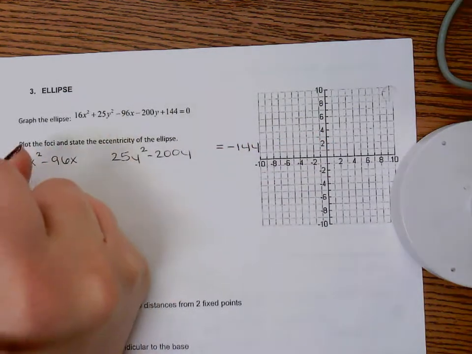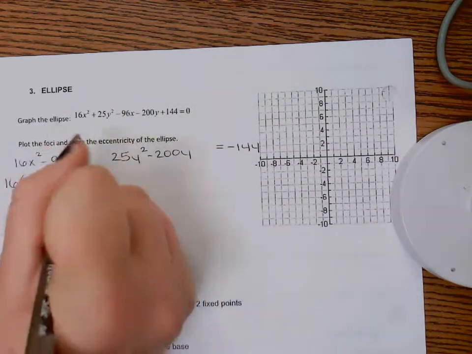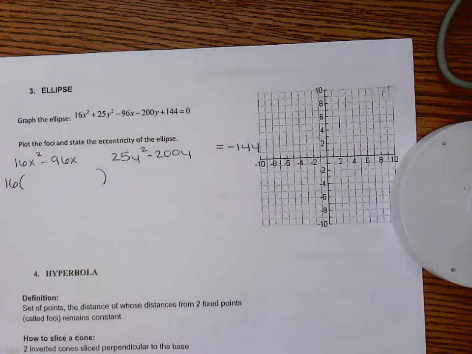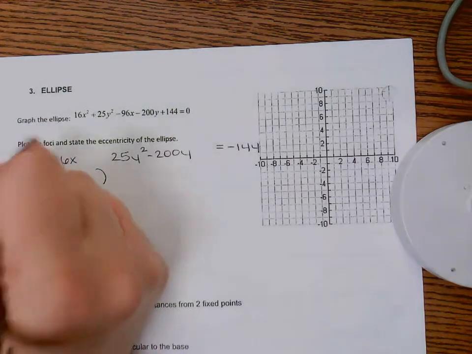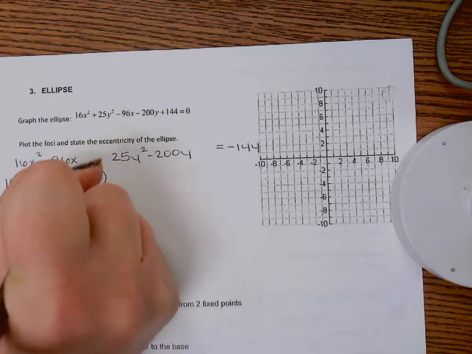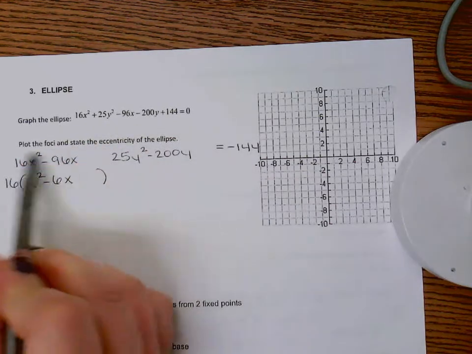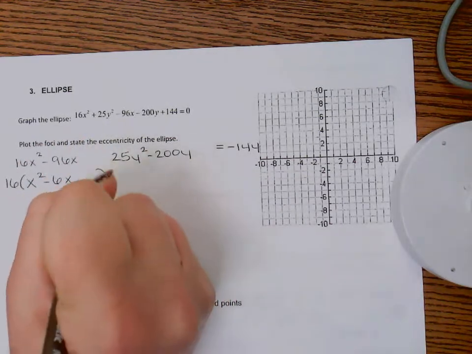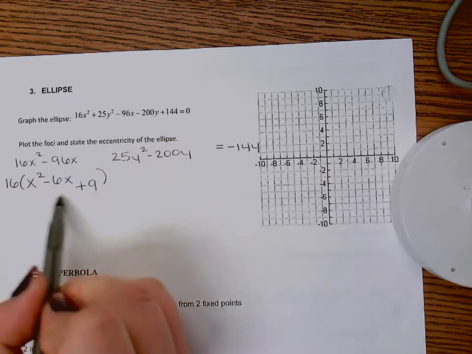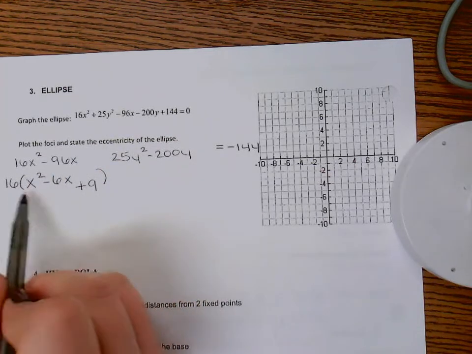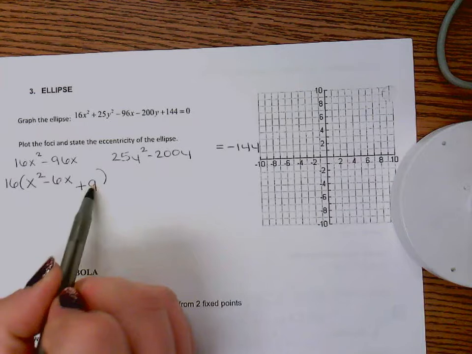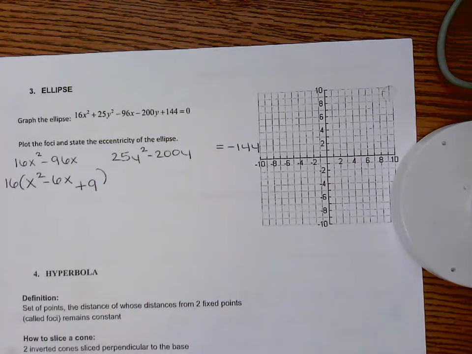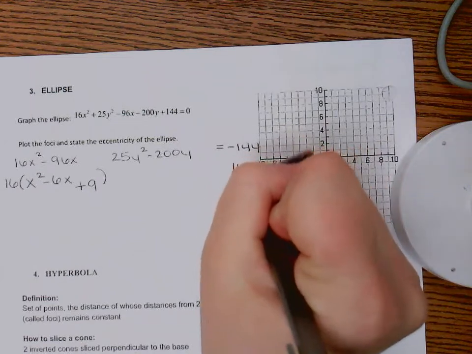I'm going to divide out this 16 from these two terms. So 96 divided by 16 is 6. So I really have x squared minus 6x. So I'm going to finish by adding 9 to complete this square. But what is 16 times 9? That's what I need to add to the other side. 16 times 9 is 144 that I'm adding.